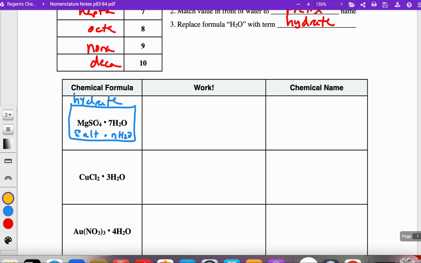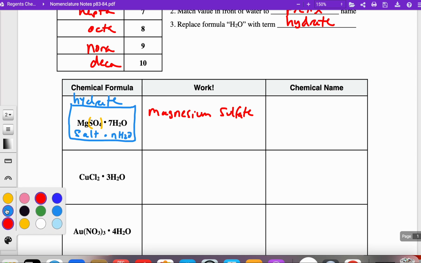So MgSO4. So the salt, I hope you realize it has a polyatomic ion. So Mg is magnesium. SO4 is sulfate. And because this is now a poly name, I don't need to do any adjustment. Magnesium is group 2, no Roman numeral, so it's not a transition. So the salt's name is magnesium sulfate.